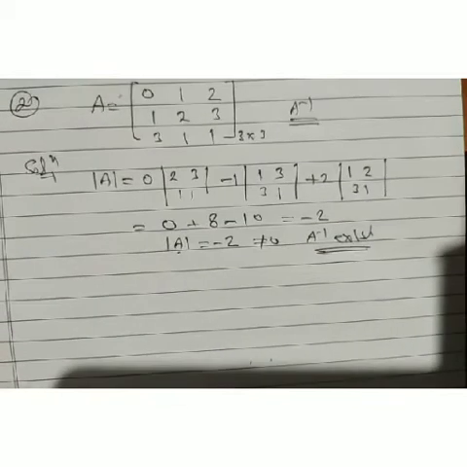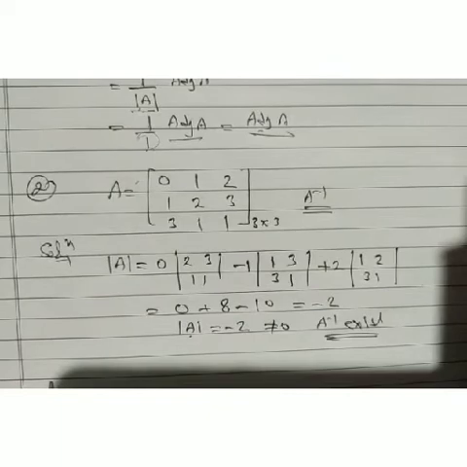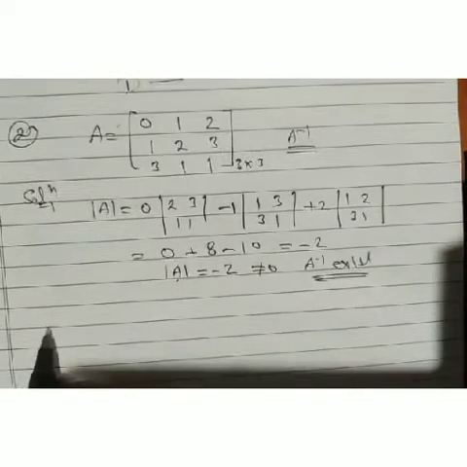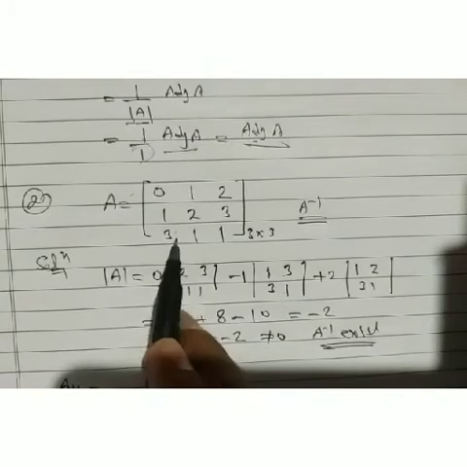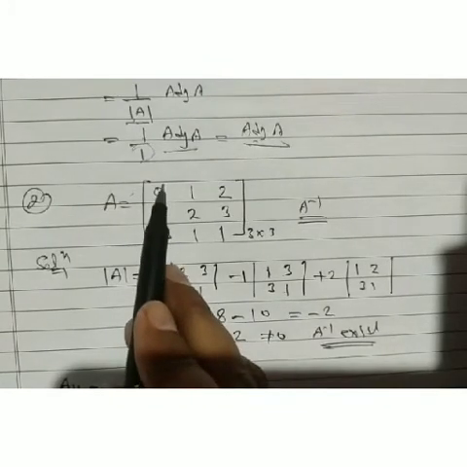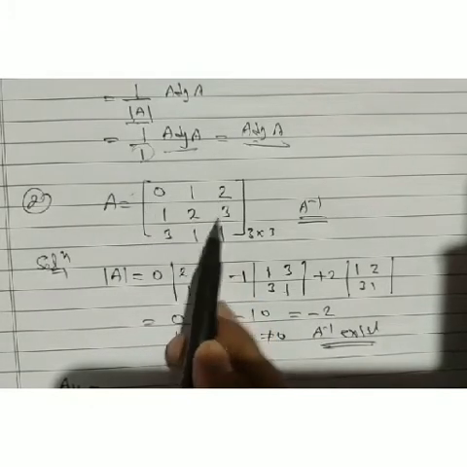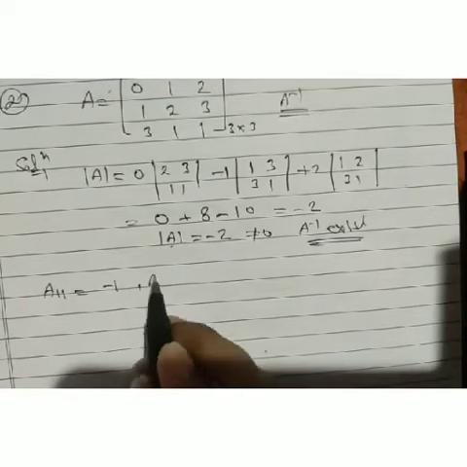Our next step is to find the cofactors of each element. I am going to directly find them. First we use A11, with a plus sign. We have to find the cofactor of 0. Deleting this row and this column, we have 2, 3, 1, 1. Then it is 2 times 1 minus 3 times 1, which gives minus 1. So our A11 is minus 1. Now we are going to find A12.